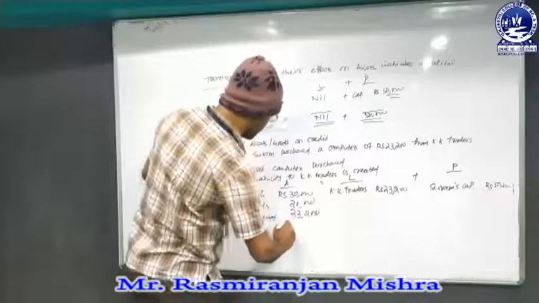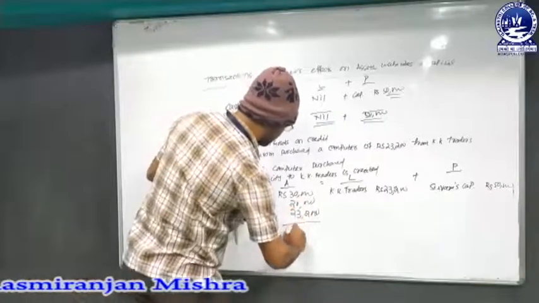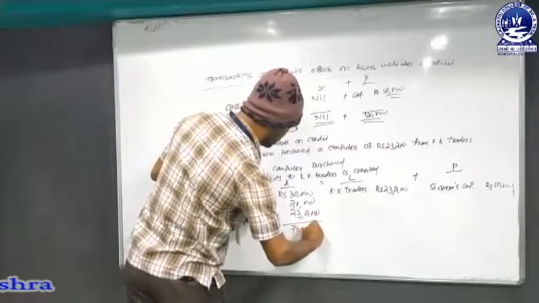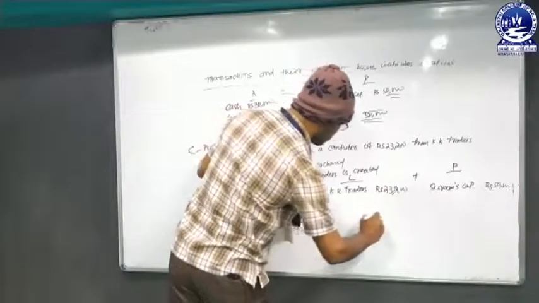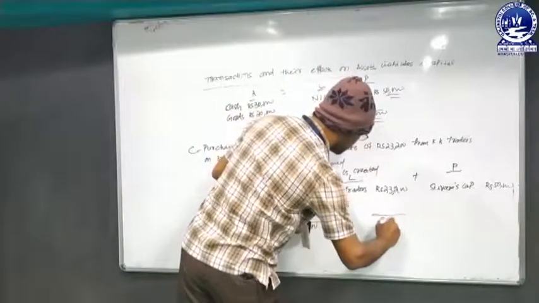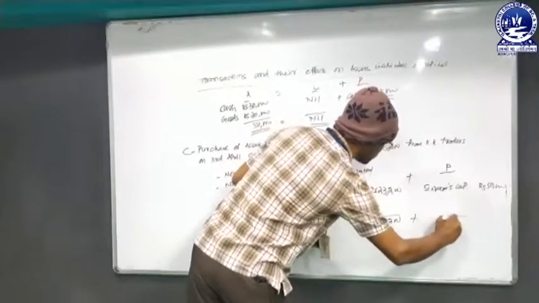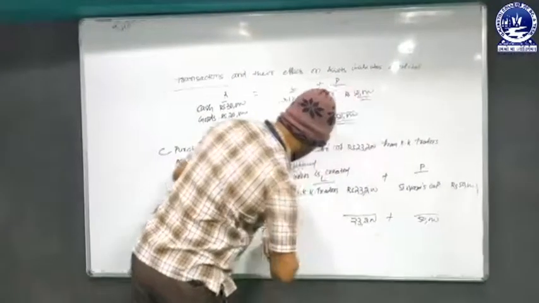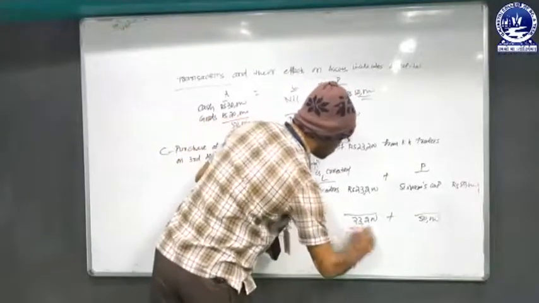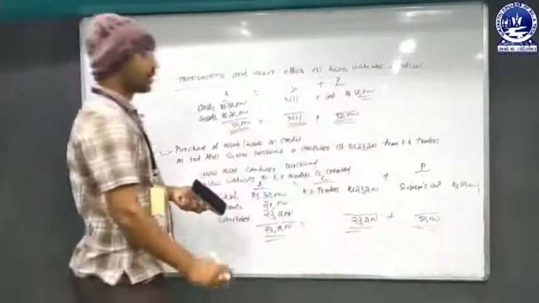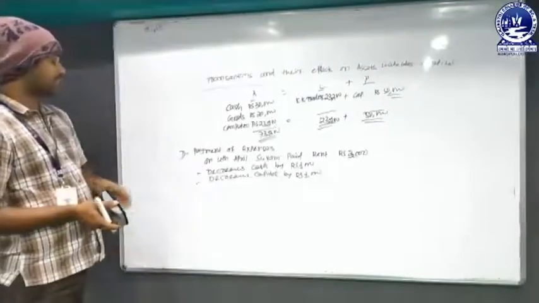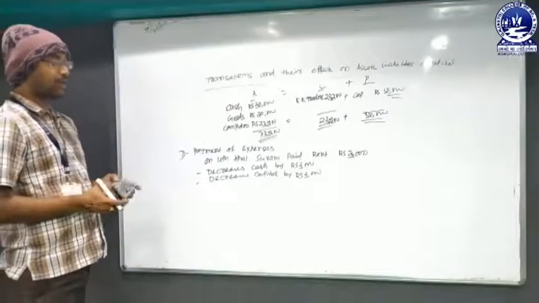So the total amount of assets, that is 73,200, equals the liabilities, 23,200, plus capital, rupees 50,000. So the left side equals the right side. This is the accounting equation. The next head of transaction is payment of expenses.